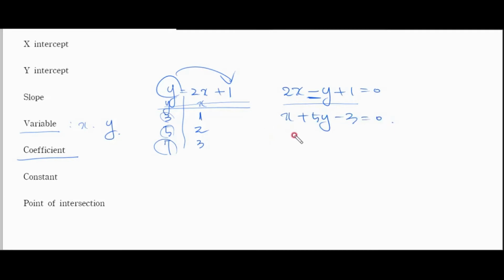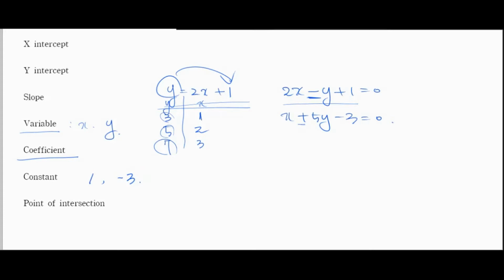So right here, the coefficient of x is 1, the coefficient of y is 5, and always remember that the sign follows it. And there's a constant, a number that isn't related to a variable and exists alone. So in the equation right there, the constants will be 1 and minus 3. And finally, there's a point of intersection.